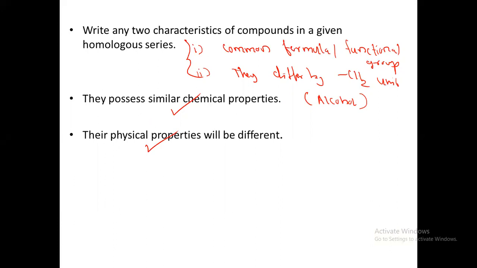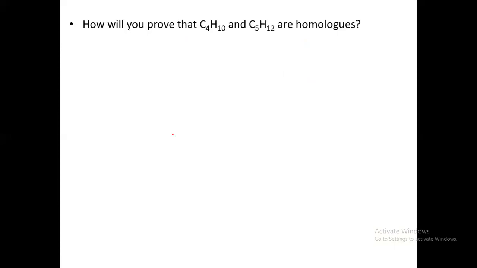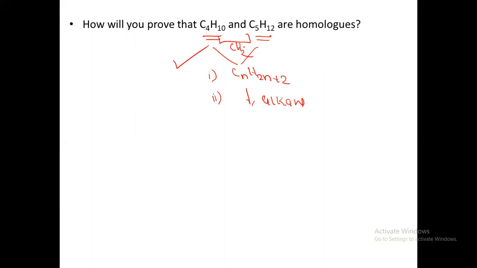Now you may be given 2 or 3 compounds and asked to prove whether they form a homologous series or not. Look at this example. You are given 2 compounds, C4H10 and C5H12. It's very clear that both belong to the general formula CnH2n+2, which means both are alkanes. So they belong to the same family, and they differ by a CH2 unit, so they are homologous. Both conditions have to be satisfied. First, they should have the same general formula or functional group, or belong to the same family. Second, they should differ by a CH2 unit.